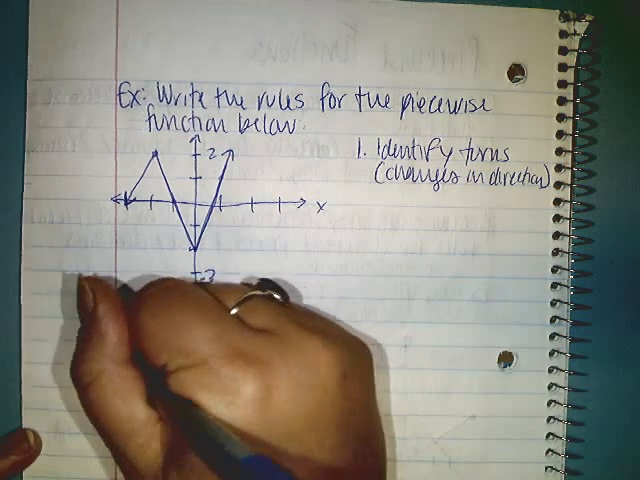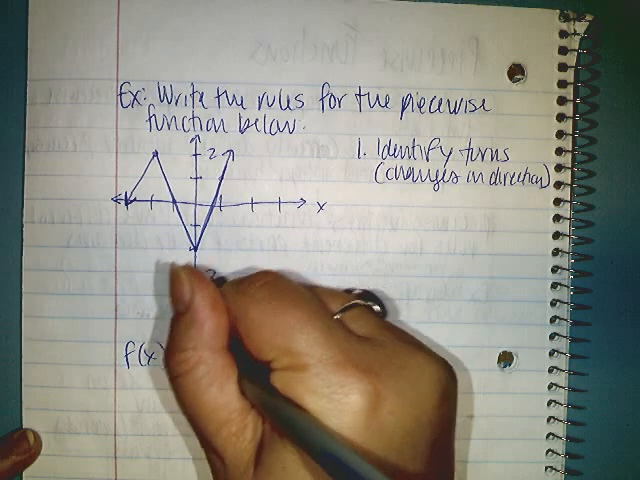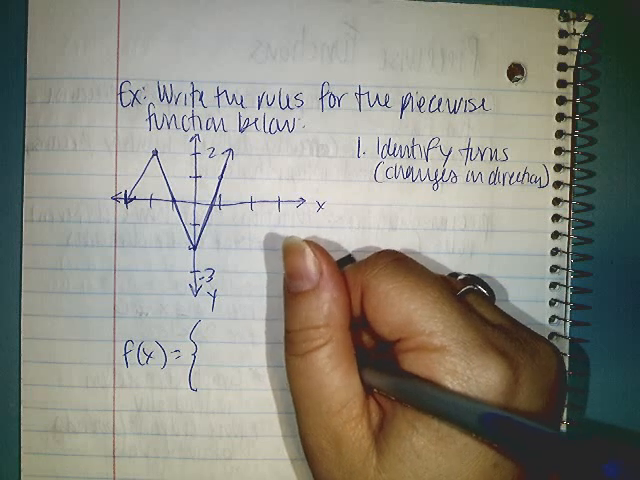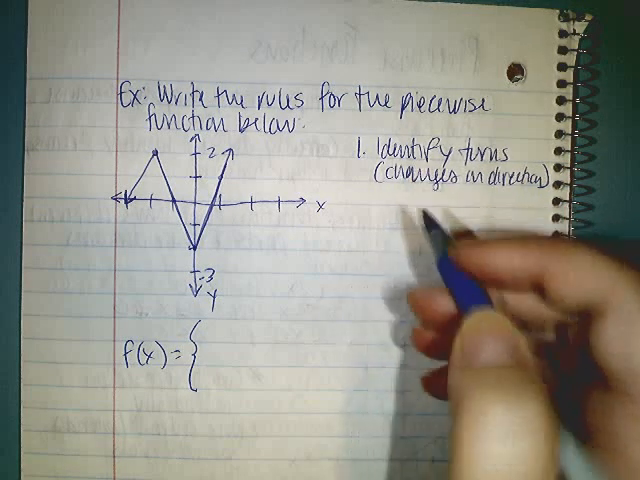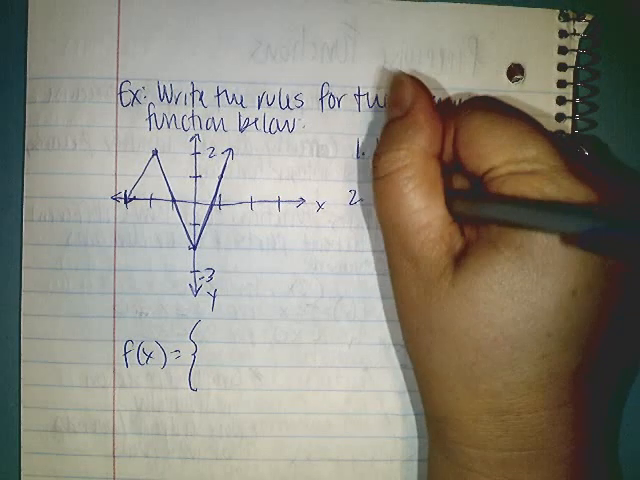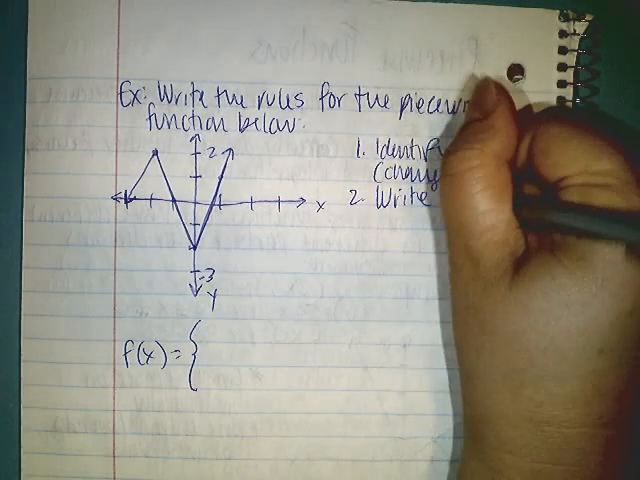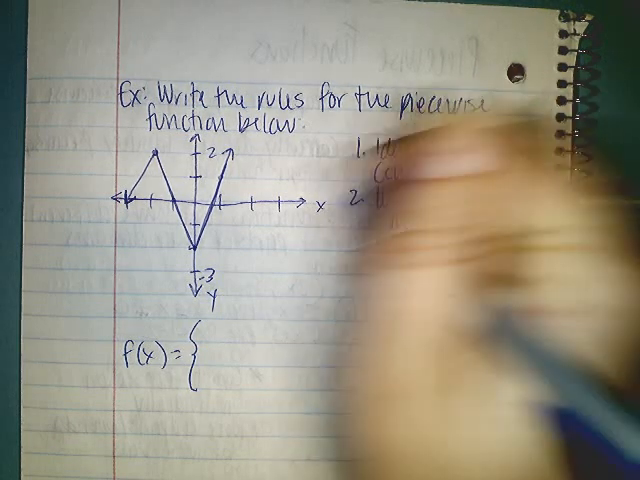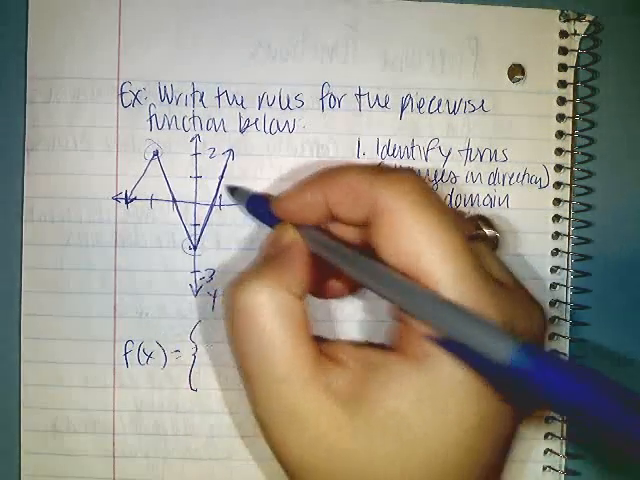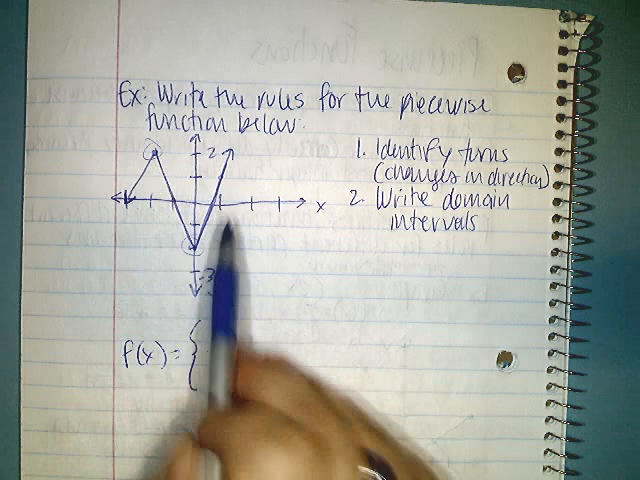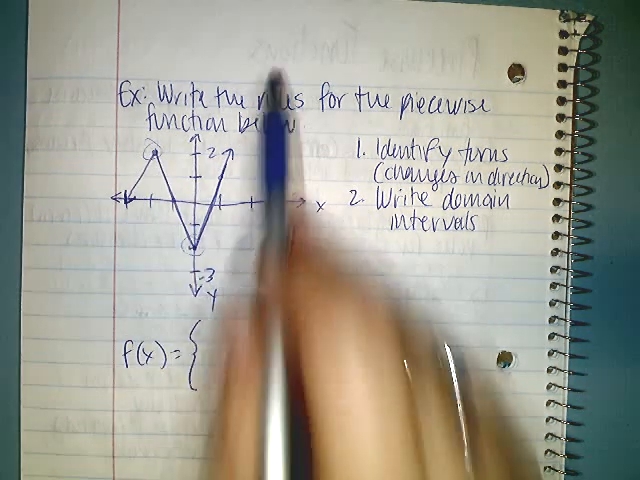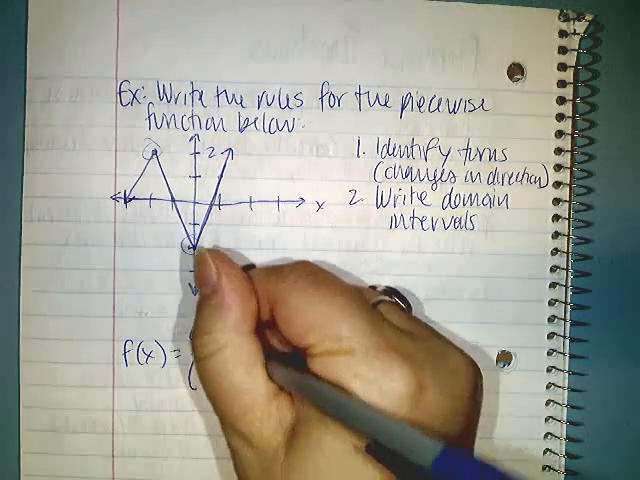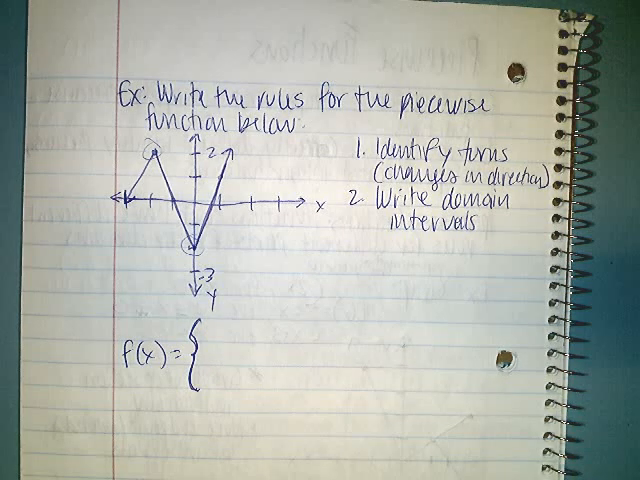So I'm going to write our function f of x equals our little brackets, and then I'm going to leave some space to write the rule, and I'm going to write the domain sections, but after identifying the turns. So my first two steps are going to be identify the turns and then write domain intervals. So again, my turning points, if I circle them, are here and here. So I know that my domain intervals have to include before this, between these, and after that, because those are the points that I have changes in direction. So I'm going to have 3 different intervals, which is why I drew my curly bracket, including 3 lines.